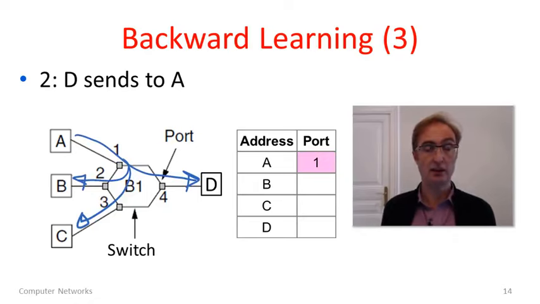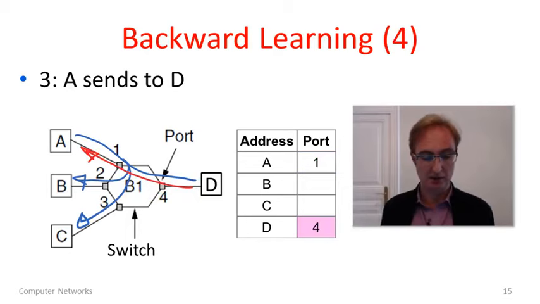Now, step 2. Let's assume, because most communication involves requests and then replies, sometime later D is going to send a frame back to A. What will happen? Here's D, it sends its frame destined for A. At this stage, the switch can look up its table here and say, yep, I'm just going to send it directly out that port. Wonderful. We did not have to broadcast it out the other ports.